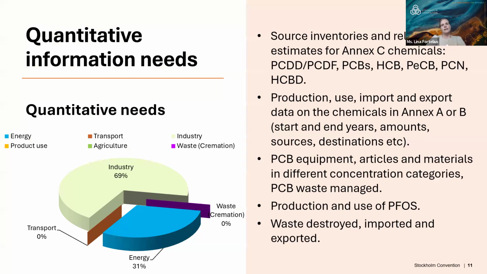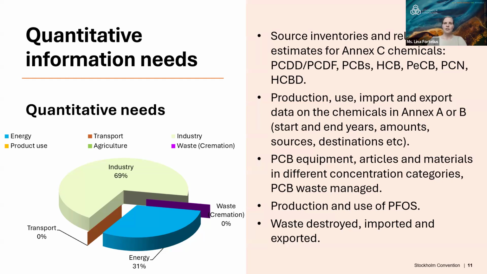So some of the needs for the report are qualitative and some are quantitative. And here is a summary of numerical information that you should try to identify. Source inventories and releases estimates for the 6 chemicals or groups of unintentionally produced POPs in Annex C. So this is what my colleague Alain will talk about a bit more in depth during this webinar.